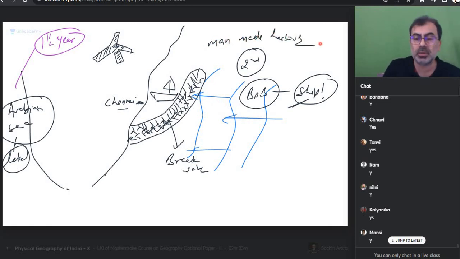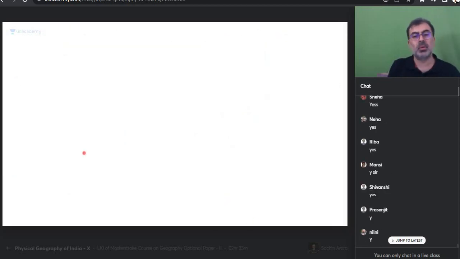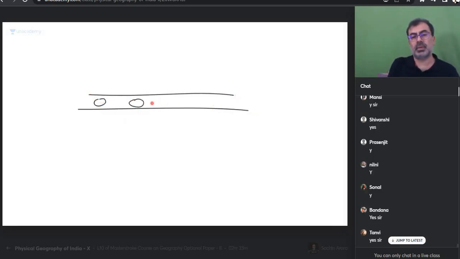Will you always remember what is a harbor? Harbor समझ में आ गया? Perfect. Now, this is a railway track, and we have a train on this.